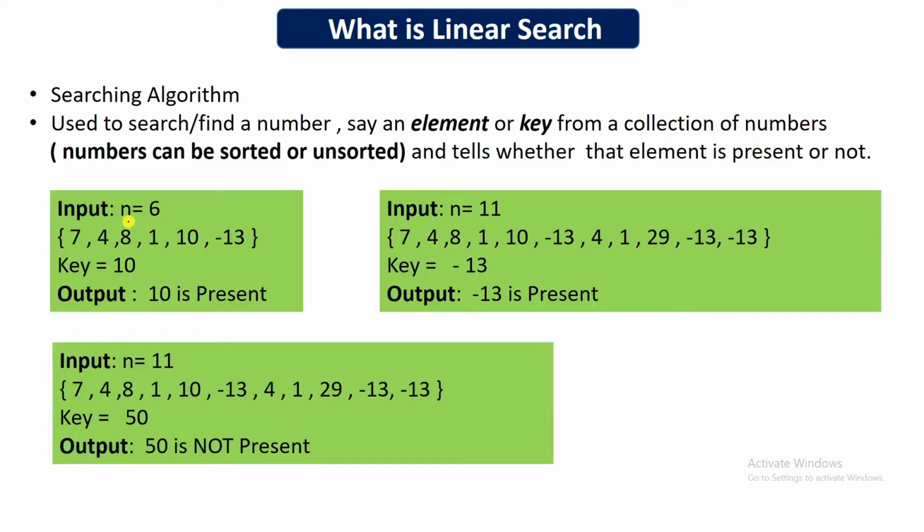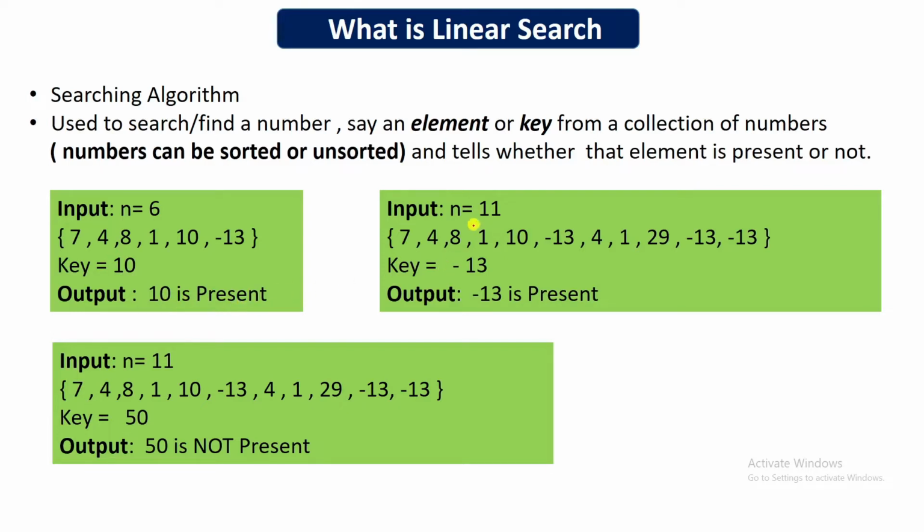So let's take an example. Let's say we have 6 numbers: 7, 4, 8, 1, 10, minus 13. And I have to search for a number, and the number is 10. The number that I want to search is represented by key. Here you can see 10 is present in this collection, so my answer will be that 10 is present, by linear search.